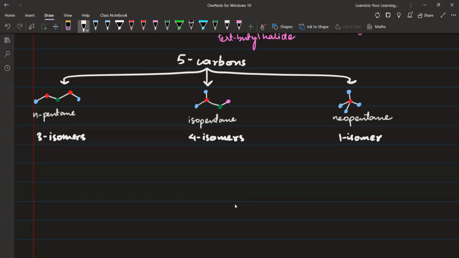Please draw all the 3 and then 4 isomers in the isopentane case. And from neopentane, you will get only one isomer. Please draw them and then we will name it. 1 degree, 2 degree, 3 degree, what are these? You can assign all of those things to it.